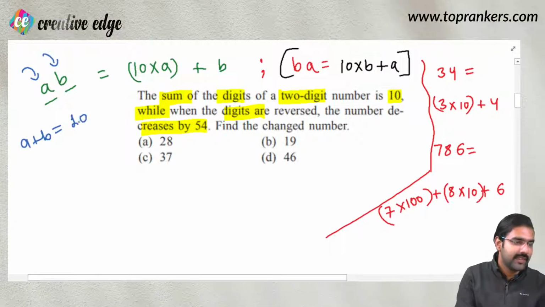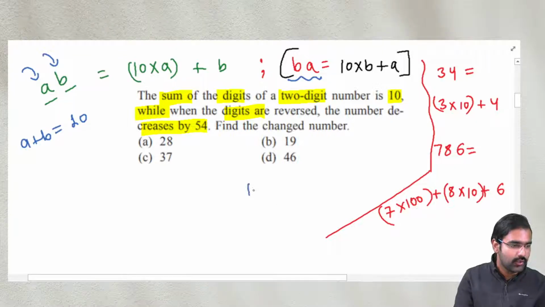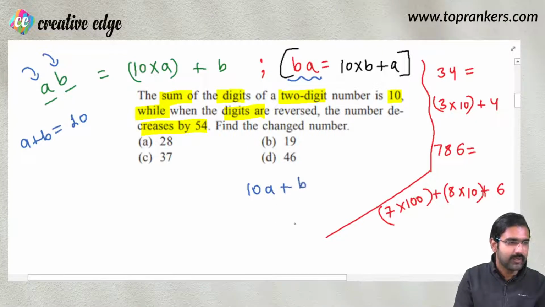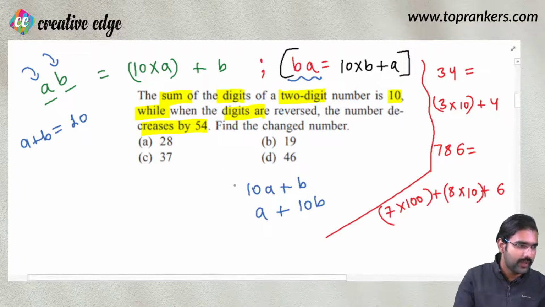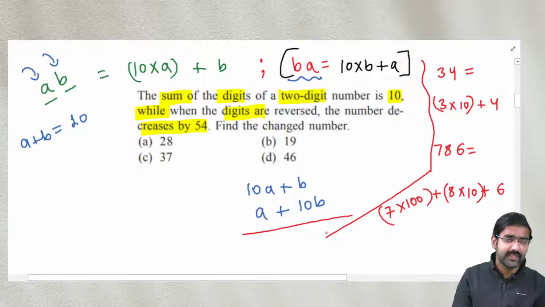Continuing further, the next thing we are told is that when the digits are reversed, the new number gets decreased by 54. Which means the original number was 10a plus b, and the new number is 10b plus a. I'm writing this 10b plus a in this manner: a plus 10b, I hope I can write it like this as well. So this new number is 54 less than the previous number.